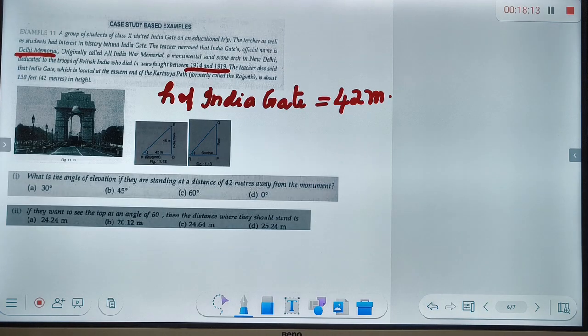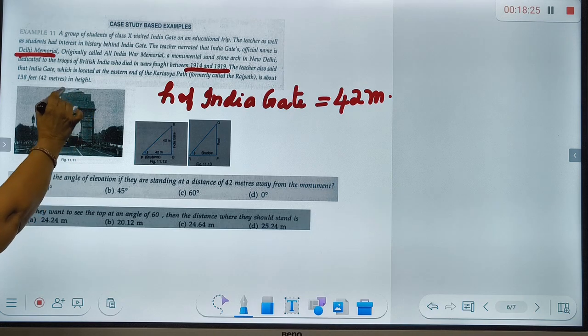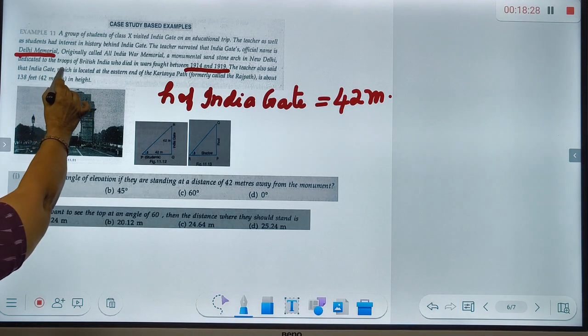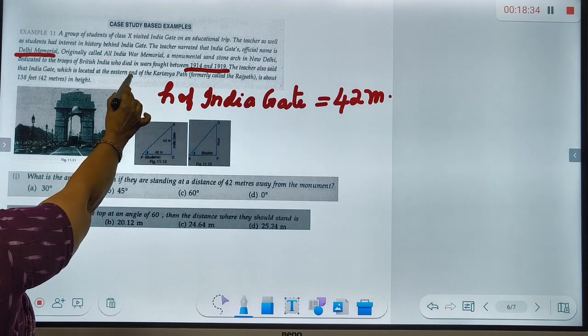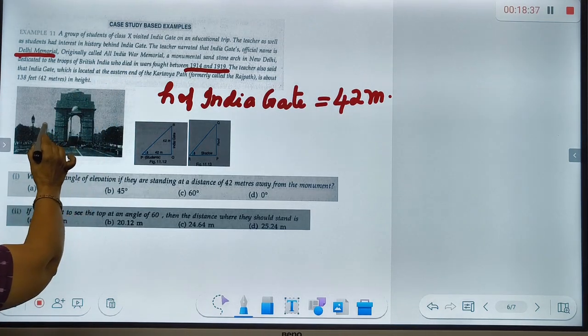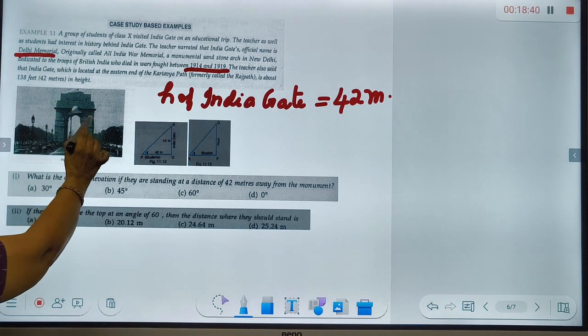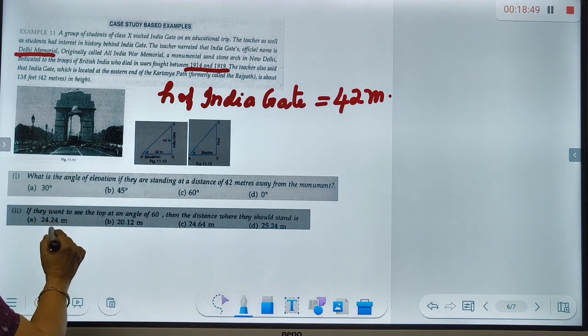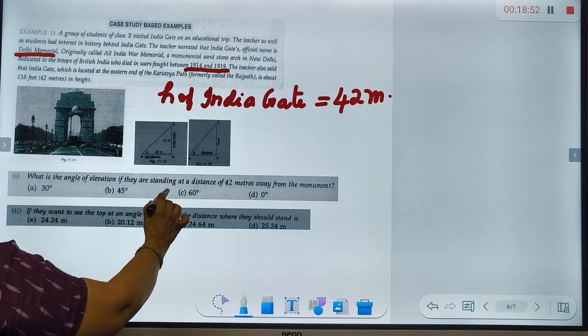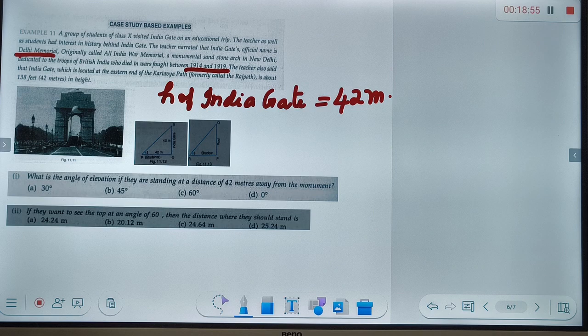Now, first question. What is the angle of elevation if the observer is standing at a distance of 42 meters away from the monument? Monument means he is talking about the top portion. The teacher as well as students had interest in the history behind India Gate, and they went to look at the monumental stone arch in New Delhi, dedicated to the troops of British India who died in the War of Independence. So what is the first question? What is the angle of elevation if they are standing at a distance of 42 meters away from the monument?